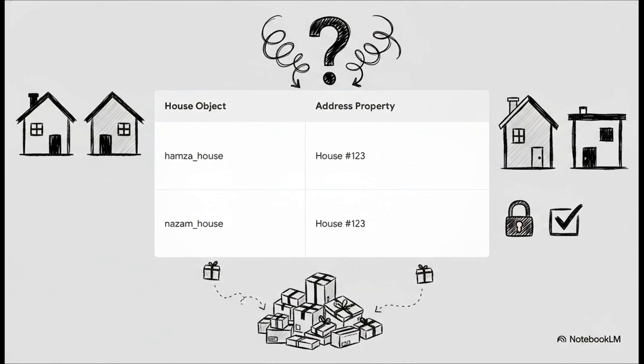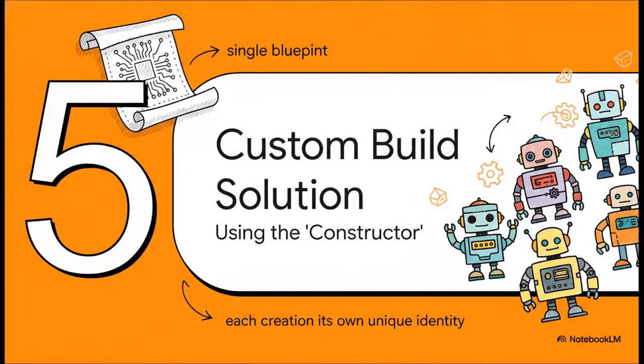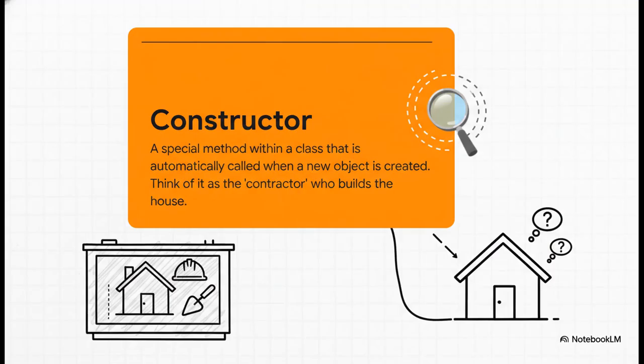We need unique houses. Thankfully, the people who came up with this stuff were pretty smart, and there is a really elegant solution to this problem. It lets us mass-produce things from a blueprint while still giving each one its own unique touch. So say hello to the Constructor. You can think of it as a special part of our blueprint that acts like a general contractor. When you say, hey, I want to build a house, the Constructor is the one that gets the call to actually do the work. And the cool part is, you can give this contractor special instructions for each job.